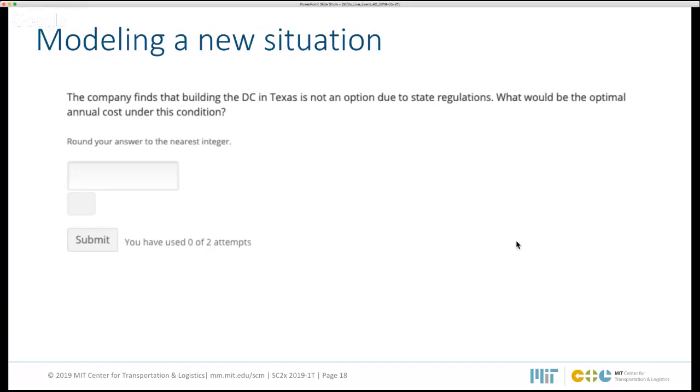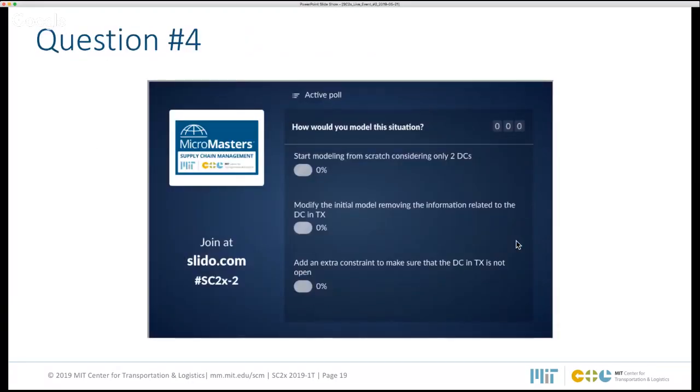That brings me to the last question. How would you model this situation? We have an additional constraint saying that we cannot open the facility in Texas anymore. How do you model this situation?